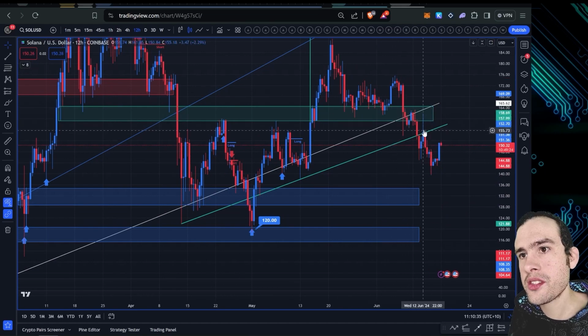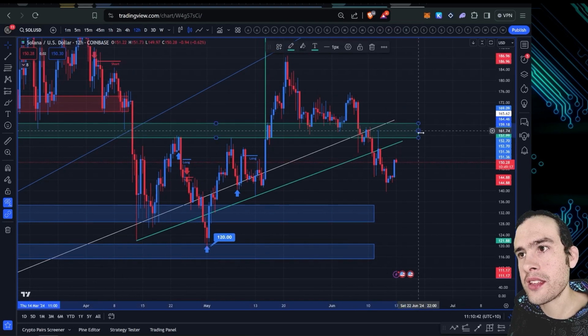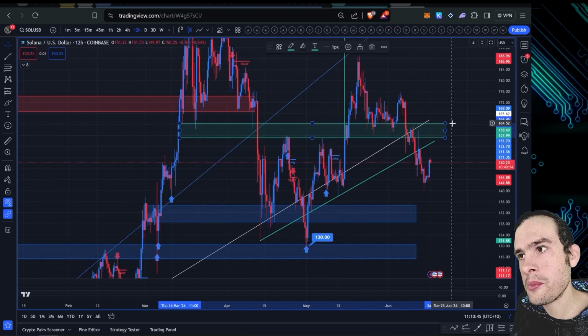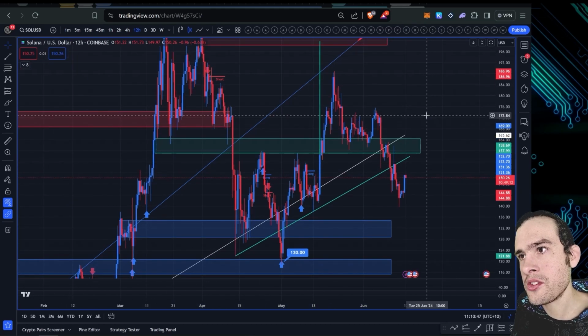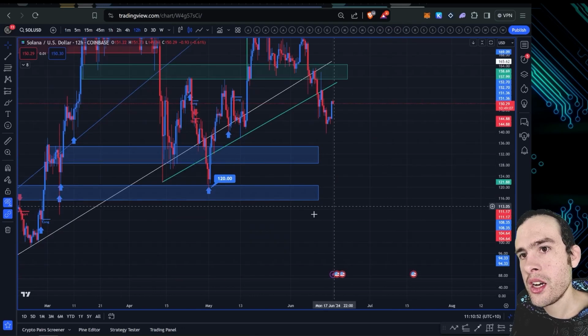So this breakdown here is not ideal, but we can sort of fake out down below there as a deviation, and then if we can reclaim it and get back above this support zone here, that would be pretty bullish, and that's where we can start to really consider this. And if we can take out these levels, then that's where we can get back to our range highs.